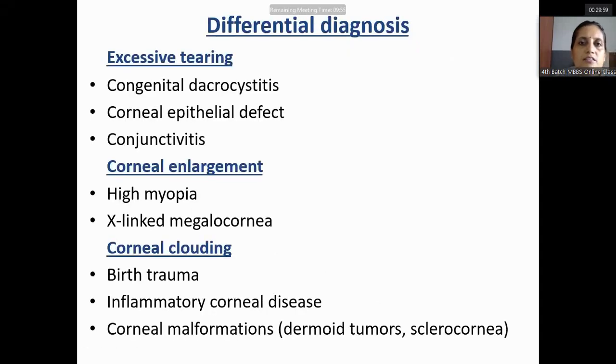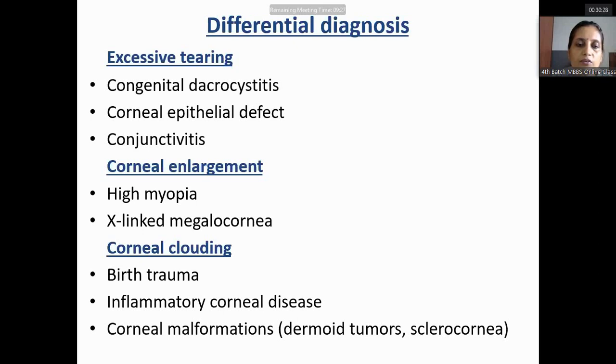So this is a very important slide for you. What is the differential diagnosis for this condition? You have watering, so you have to differentiate from congenital dacryocystitis, epithelial defect or conjunctivitis, and corneal enlargement is there. You have to see whether it is myopic, because myopic patients also have quite an enlarged cornea, and X-linked megalocornea, and corneal clouding, haziness or hazy cornea is there.